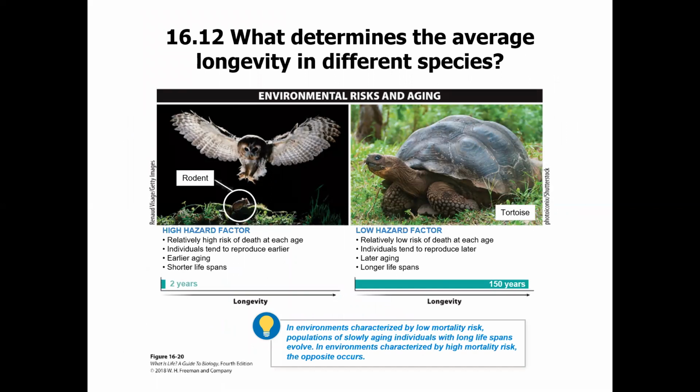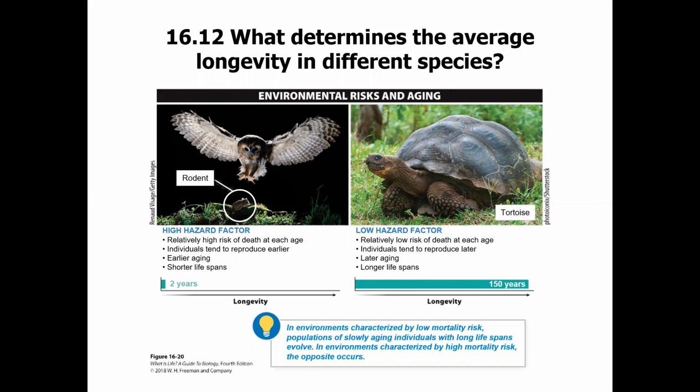So with aging, what ultimately determines the average longevity in different species? The big idea with why some species live very short lives and why some species live very long lives, such as this rodent right here about to be snatched up by an owl, or this tortoise right here, has to do with what's called the hazard factor. The hazard factor is the risk of dying from some sort of external factor. An external factor could be something like a predator, disease, or competition, some outside condition that doesn't have to do with genetics and the organism's own health.